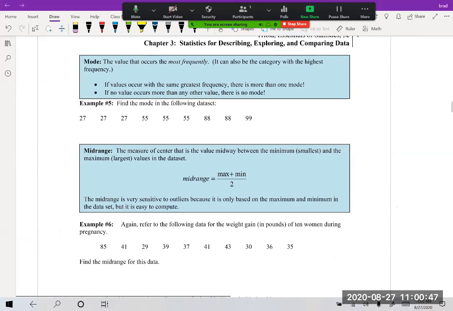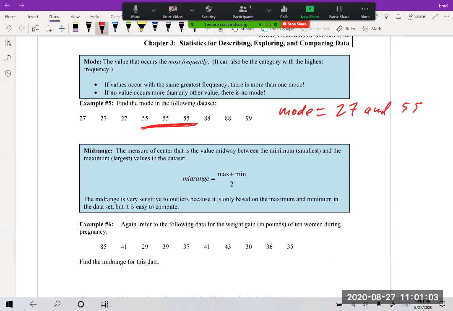But if we come over here and it says find the mode for the following data set, which data values occur most often? Well, we know the mode is the one that occurs most often. So the mode is 27, and it is also 55, because 55 occurs 3 times and 27 occurs 3 times. 88 and 99 don't occur as often as 55 and 27, so they're not part of the mode. Okay, the mode is very straightforward.